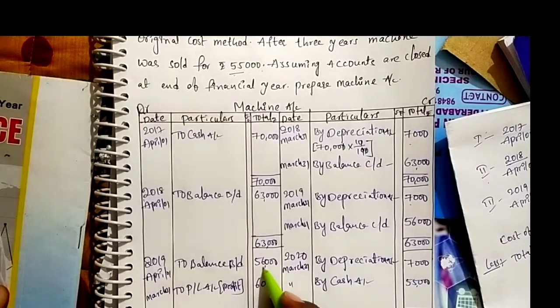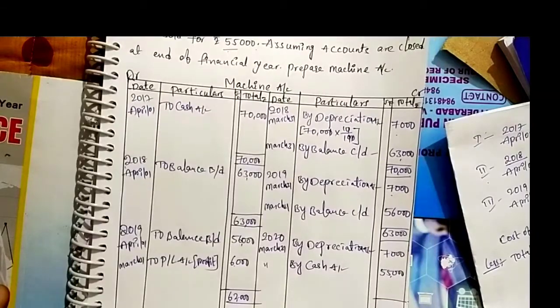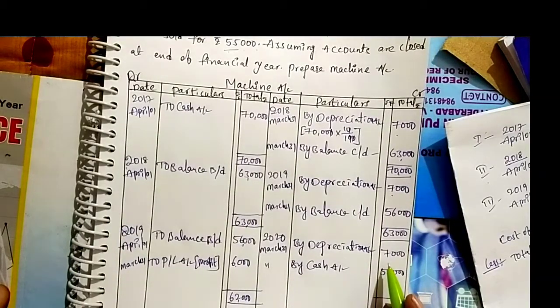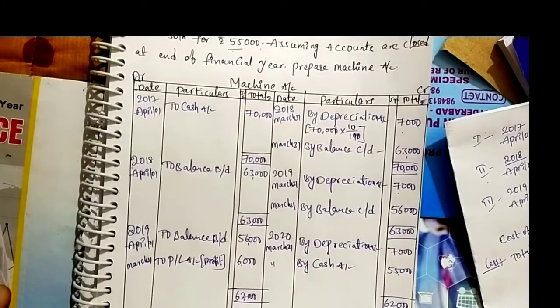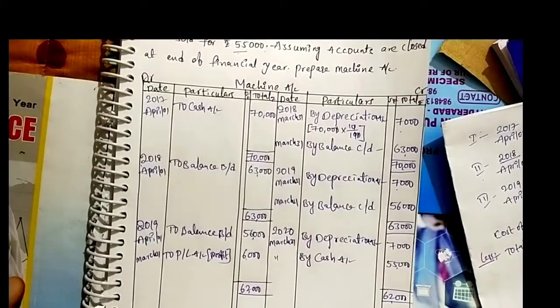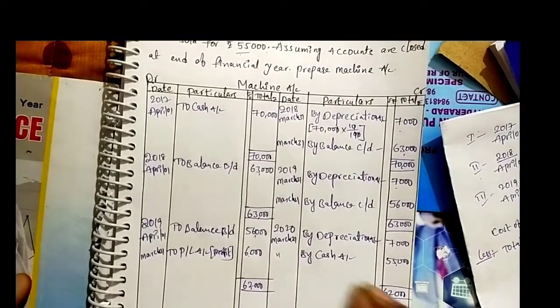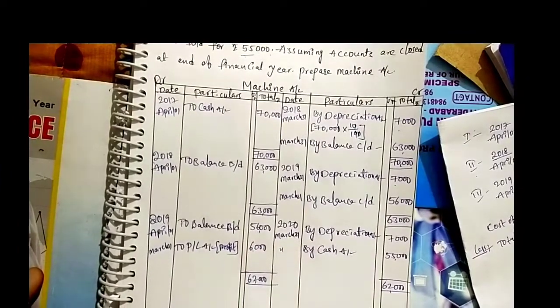How much? 56,000 plus 6,000 is 62,000. See this, 55 plus 7, so automatically 62,000. There is no balance to carry forward to the next year because the asset is sold in this particular year. That's it.